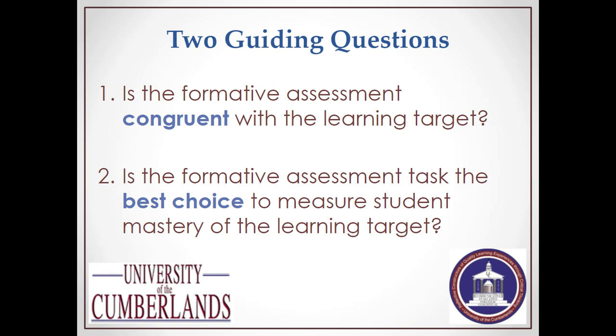So as we take a look at some different examples of formative assessments, we're going to be thinking about two guiding questions. The first one is whether the formative assessment is congruent with the learning targets. We're going to take a look at a target, take a look at the formative assessment that goes along with it, and make some decisions about the congruency of that. And then the second thing we're going to consider is if that formative assessment task is the best choice to measure student mastery of the learning target, because there are different ways to measure and assess student mastery and learning.